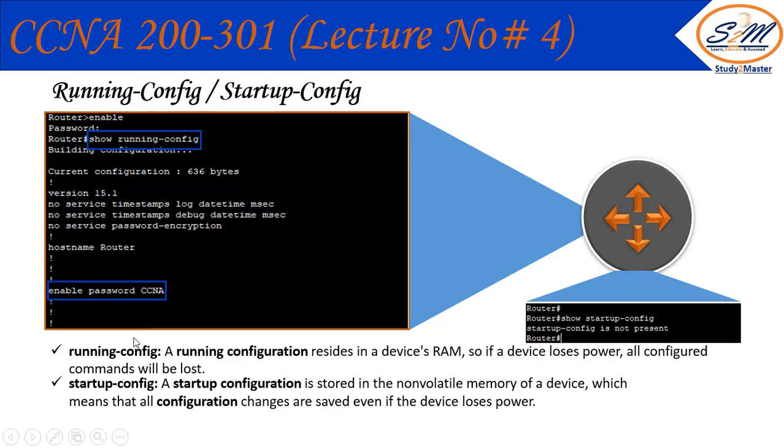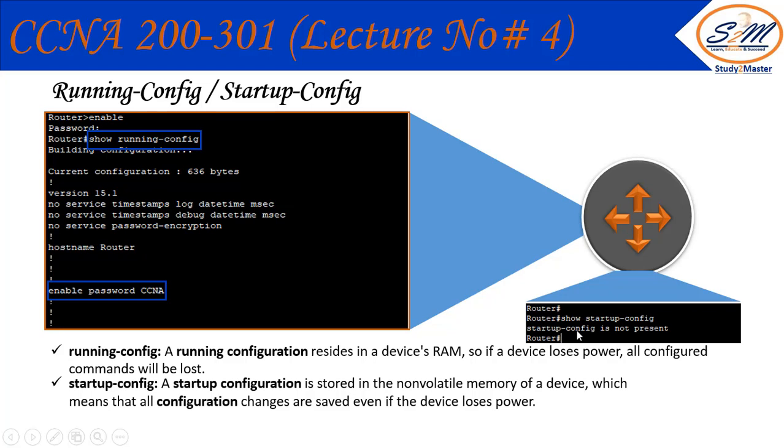Running config resides in the device RAM. So if the device loses power, all configuration will be lost. A startup config is stored in the non-volatile memory of a device, which means that all configuration changes are saved even if the device loses power. So here I have typed show running config. There's a lot of stuff on the Cisco device.